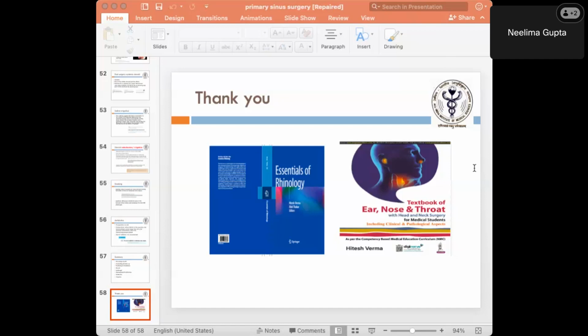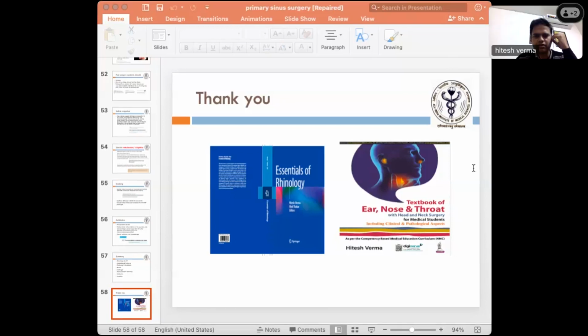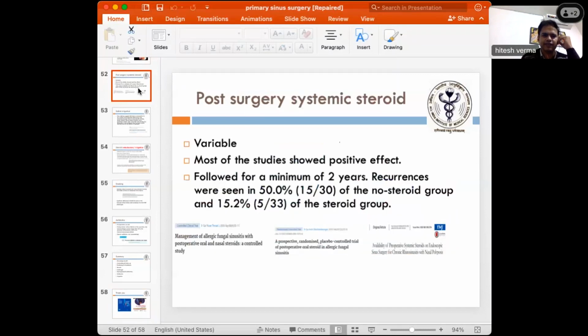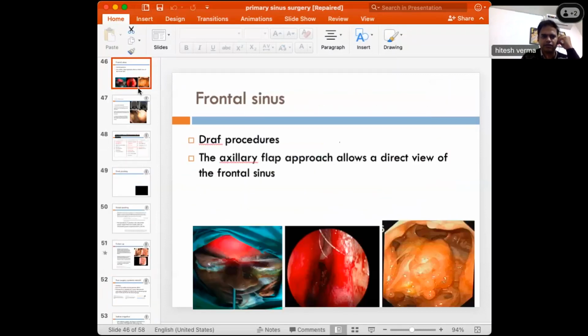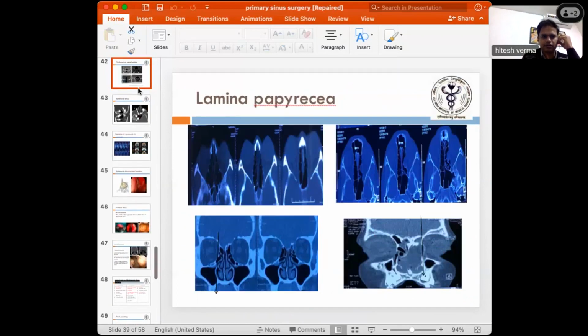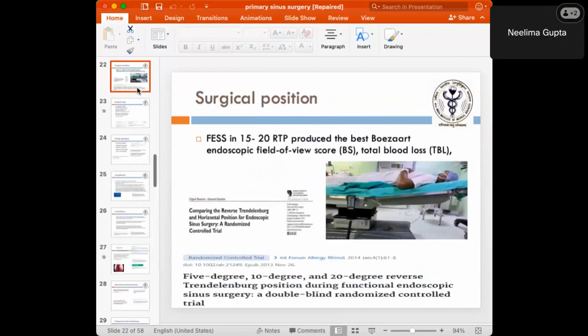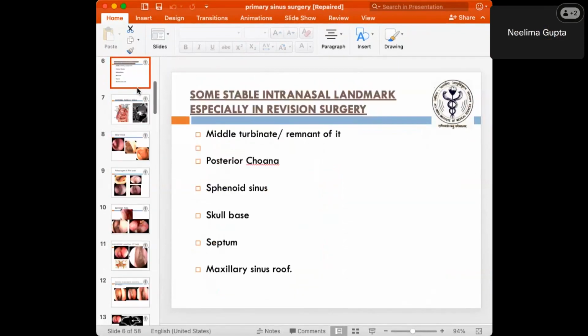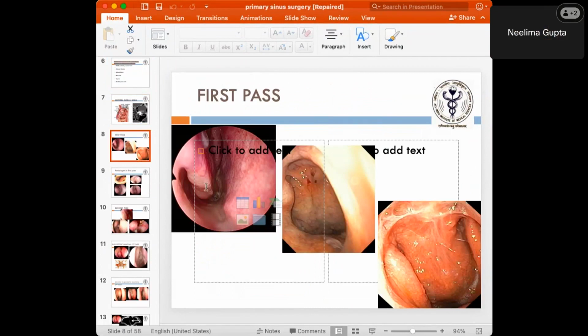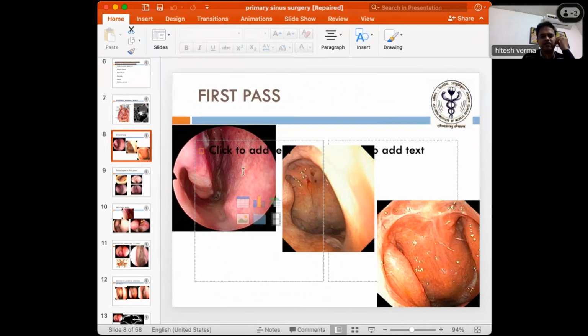Dr. Vaibhav has asked about first pass, second pass, and third pass. So the first pass is along the floor of the nasal cavity. What we can see in the first pass are the inferior turbinate and inferior meatus. Maybe you can show the slides. So this is the first pass. If a person is doing endoscopy along the floor of the nasal cavity, this is the inferior turbinate, inferior meatus, and this one is the septum. If the person is going posteriorly, then the nasopharynx is there.